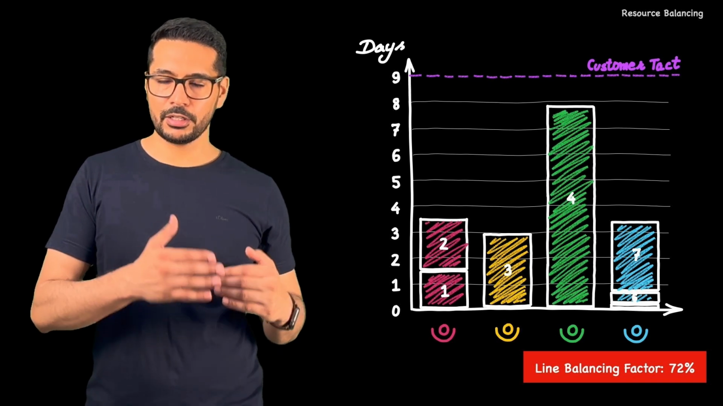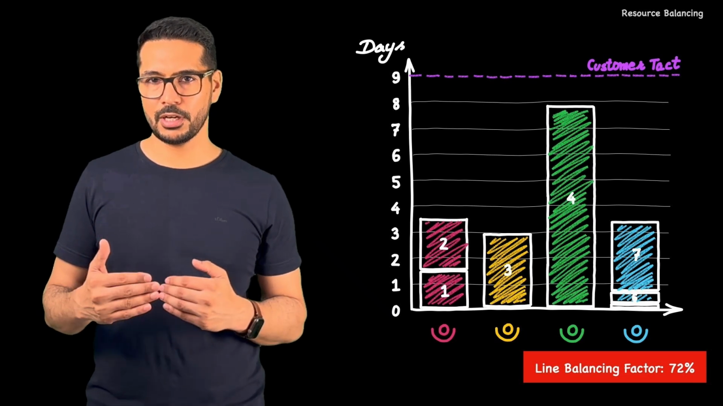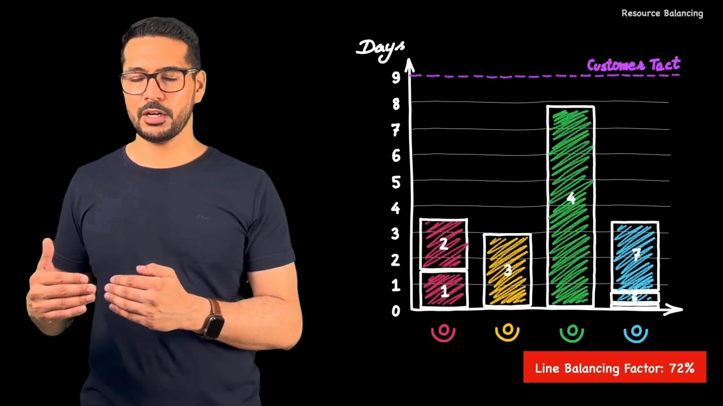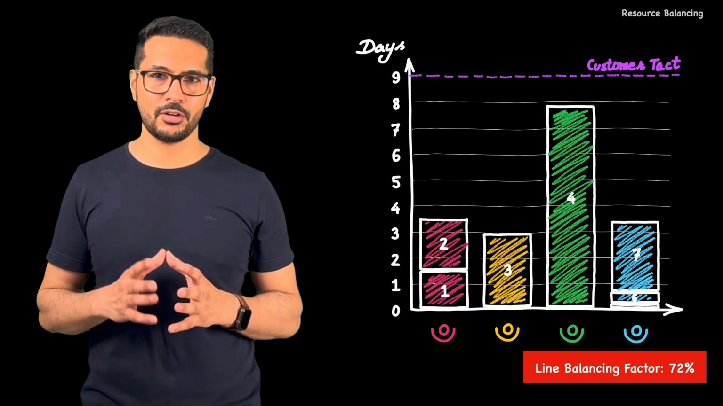72% is the factor of line balancing, and that means if we don't have 100% line balancing, there are losses in this process. So this sinks the productivity in the office area.